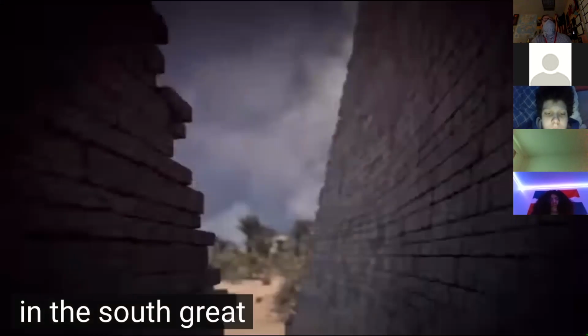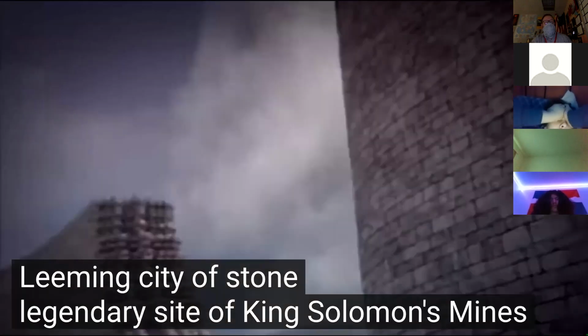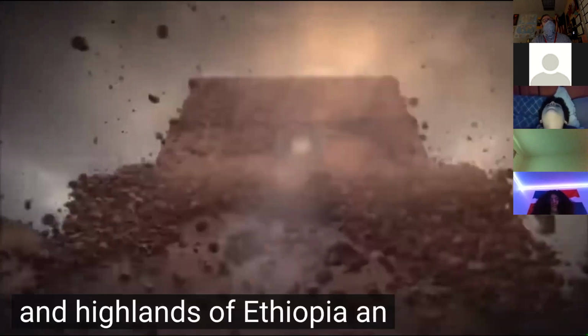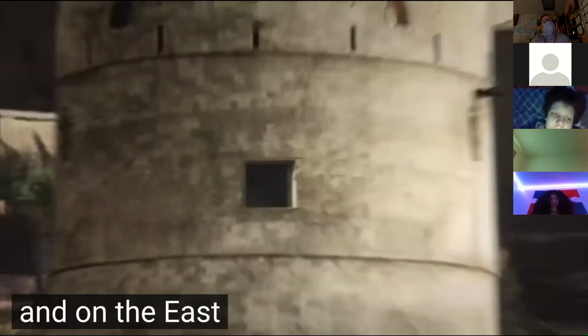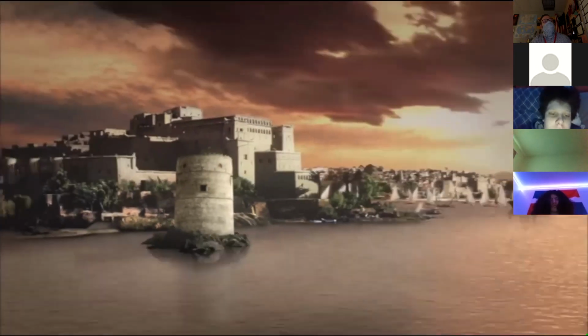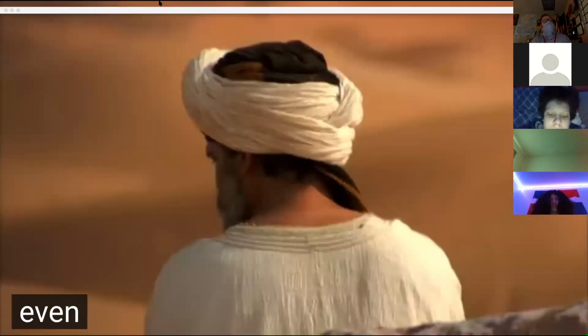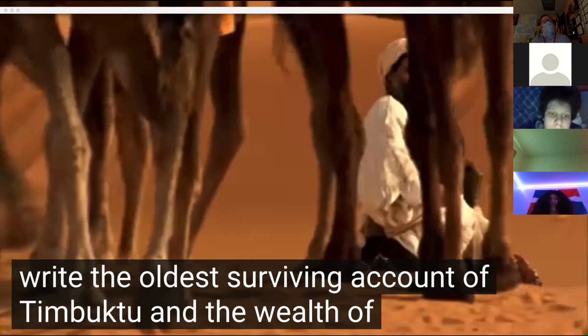In the south, Great Zimbabwe, the leading city of stone, legendary site of King Solomon's mines. In the highlands of Ethiopia, an ancient Christian empire claiming to descend from the Queen of Sheba. East Coast, Kilwa, one of Africa's busiest ports. Ibn Battuta will return to Morocco and write the oldest surviving account of Timbuktu and the wealth of Africa.